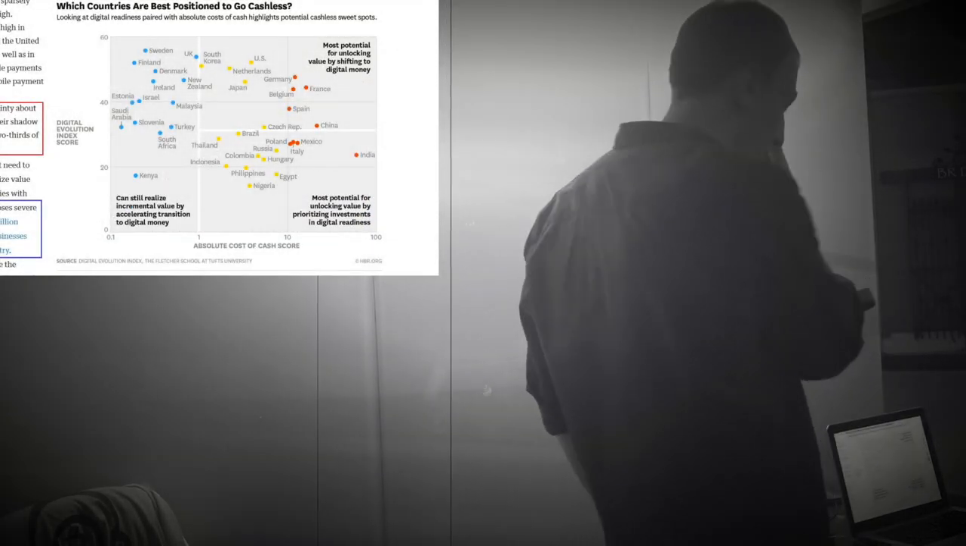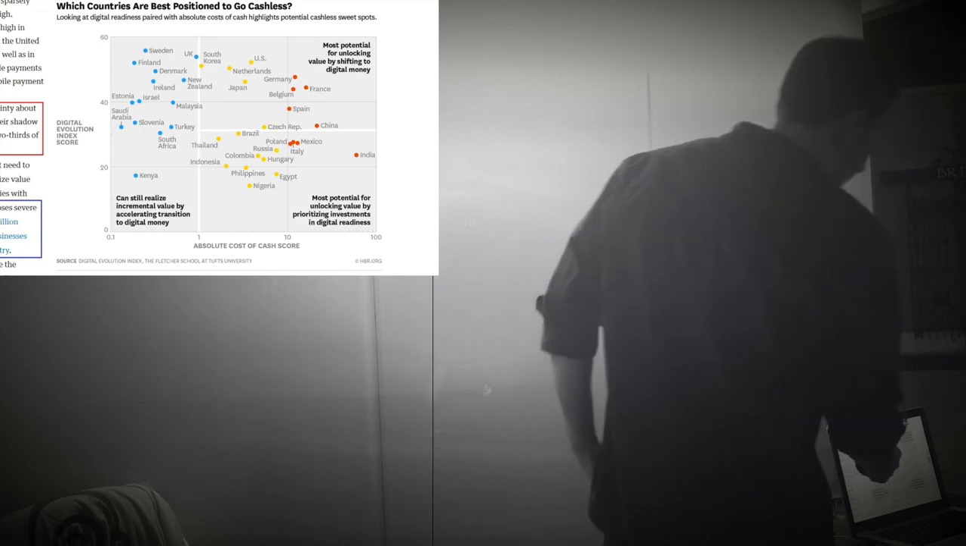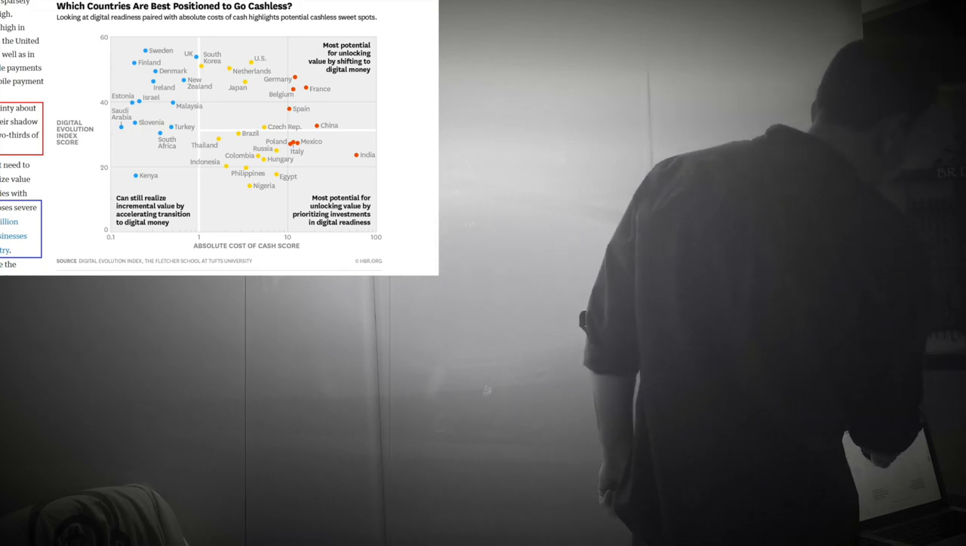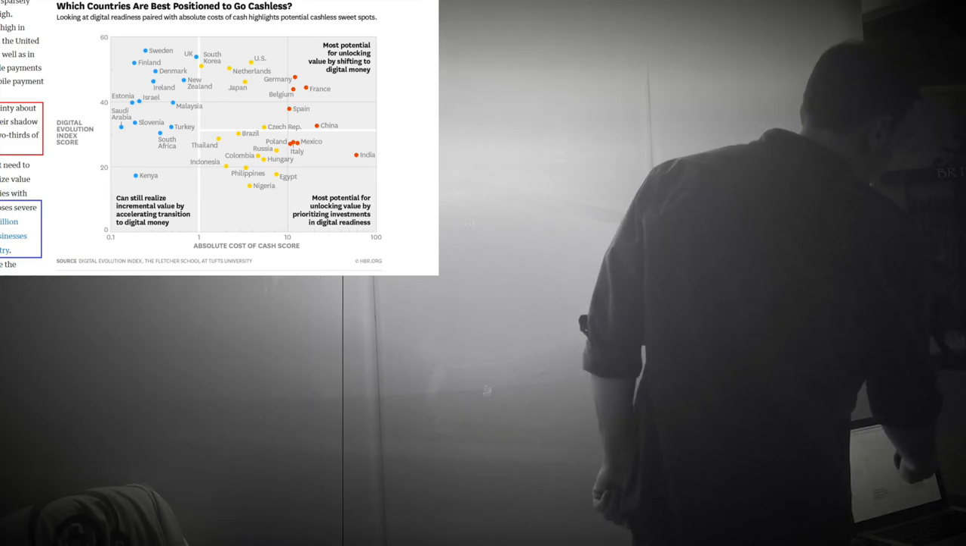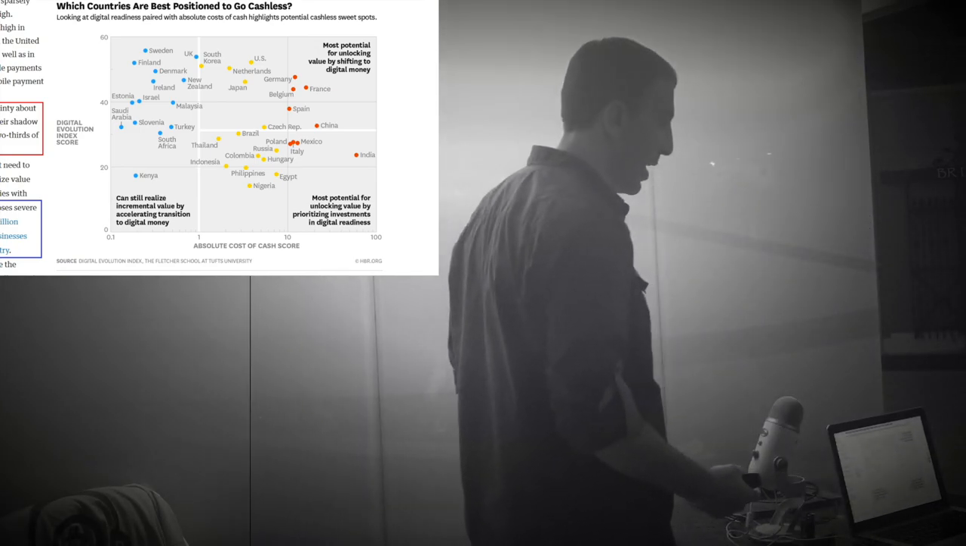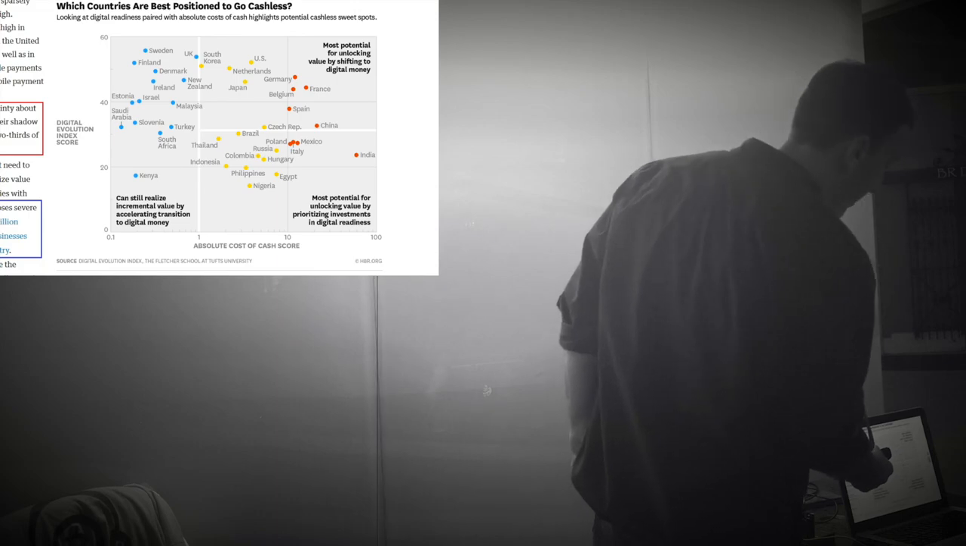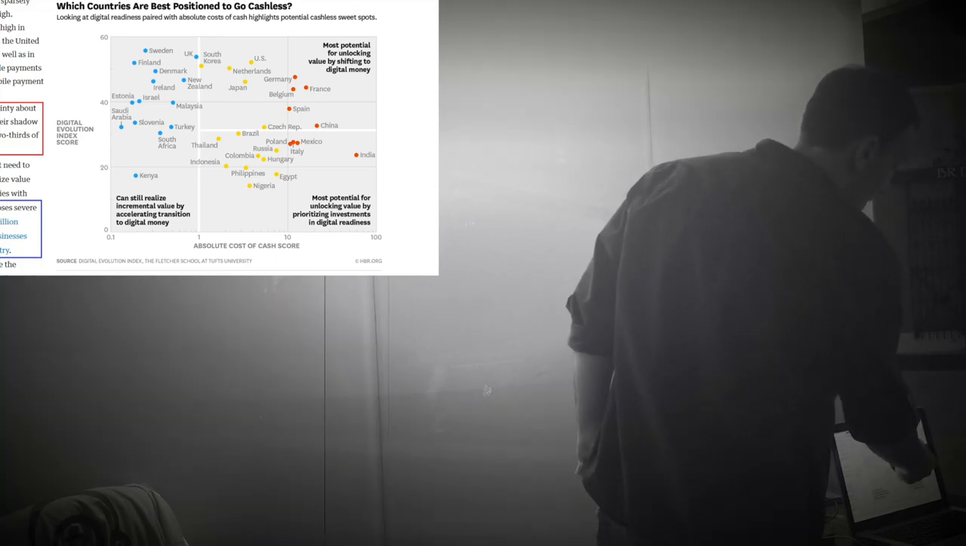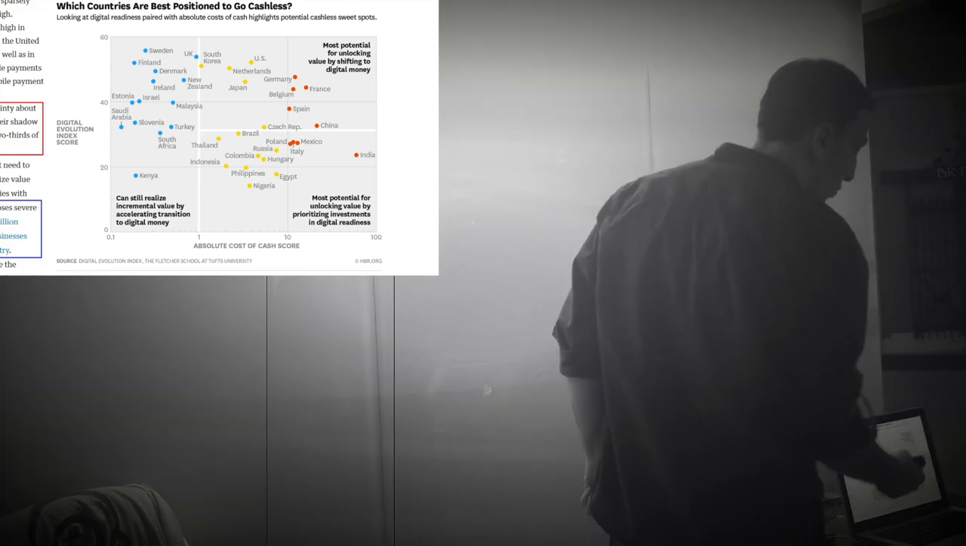But here's another metric, right? So blue means it's cheap to maintain a cash economy, yellow means it's moderate, and red means it's expensive to maintain a cash economy. But India is super expensive to maintain a cash economy, which is why they want to get rid of it.